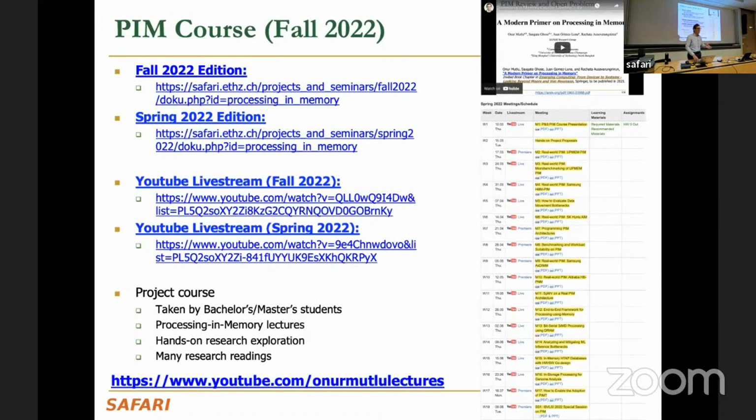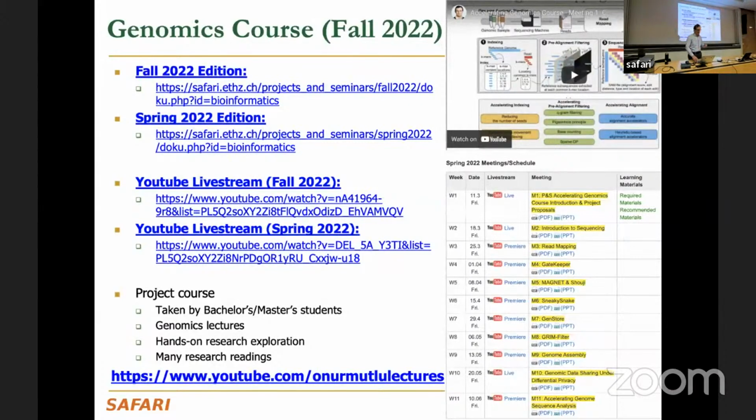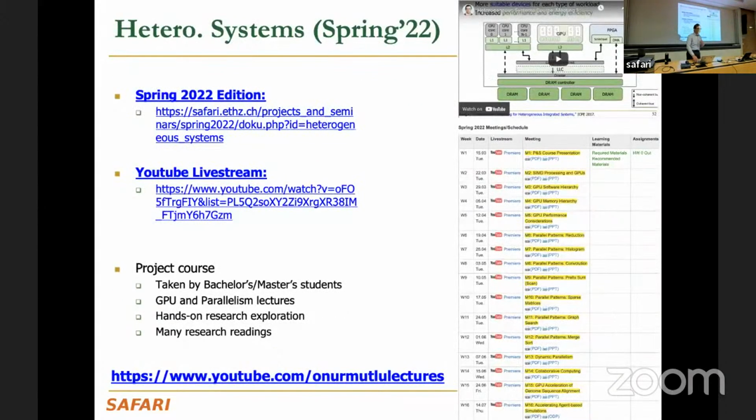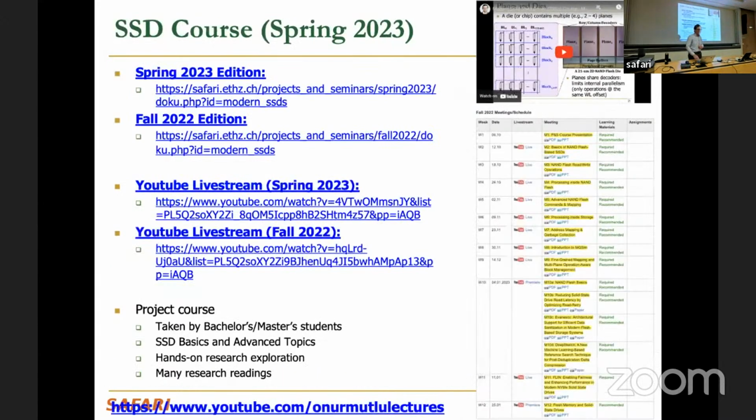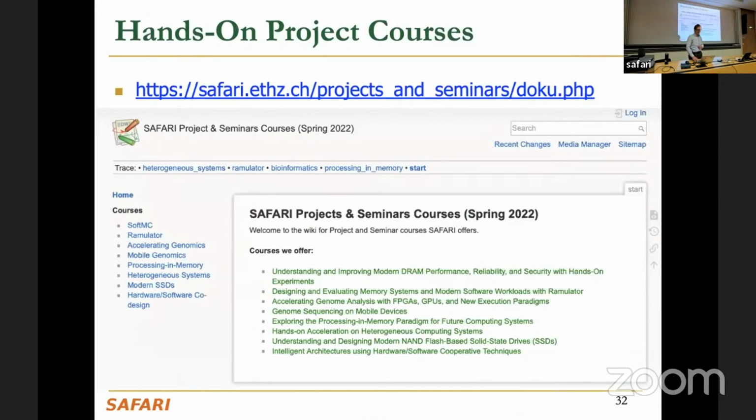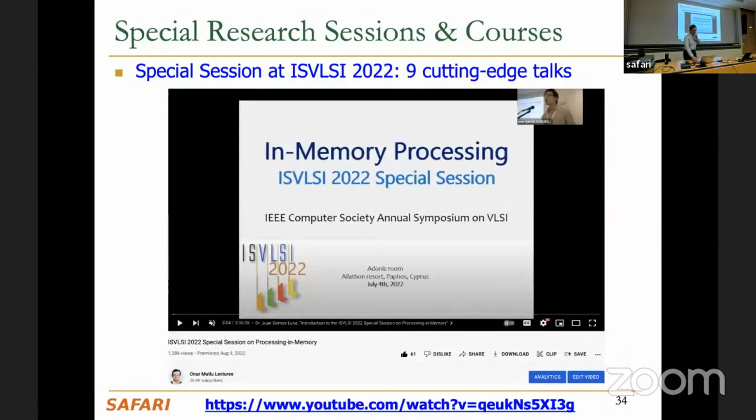We also have a processing in memory course. There will be some processing in memory papers, I'm hoping. You will choose some of them. And we have a genomics course. There may be some papers on that. Heterogeneous systems course. This is actually focused on GPUs and heterogeneous programming, and hardware software co-design course. And an SSD course. We'll probably have papers selected depending on your selections during this course. Okay, you can find more information about the courses over here.